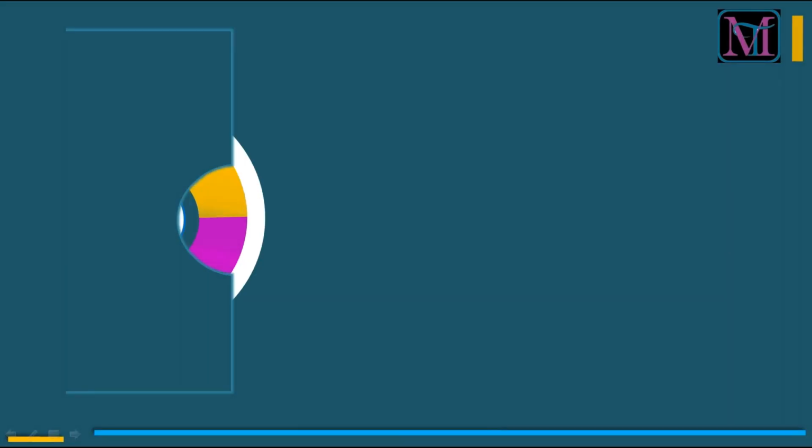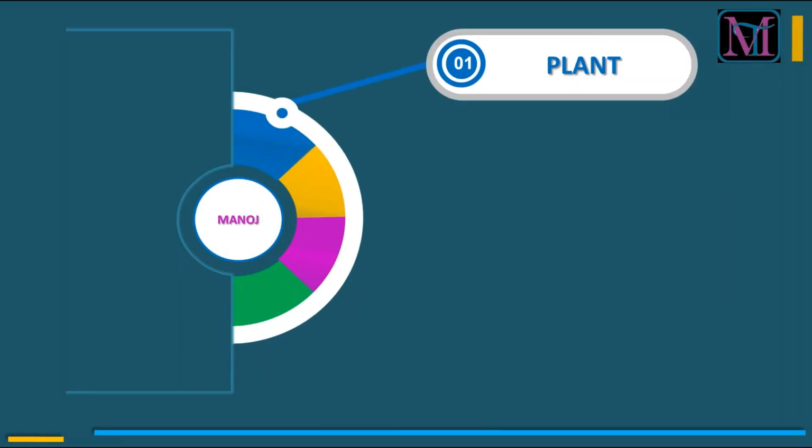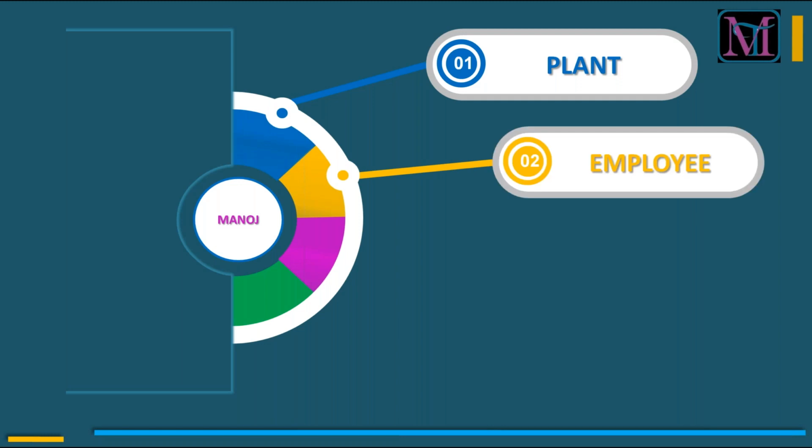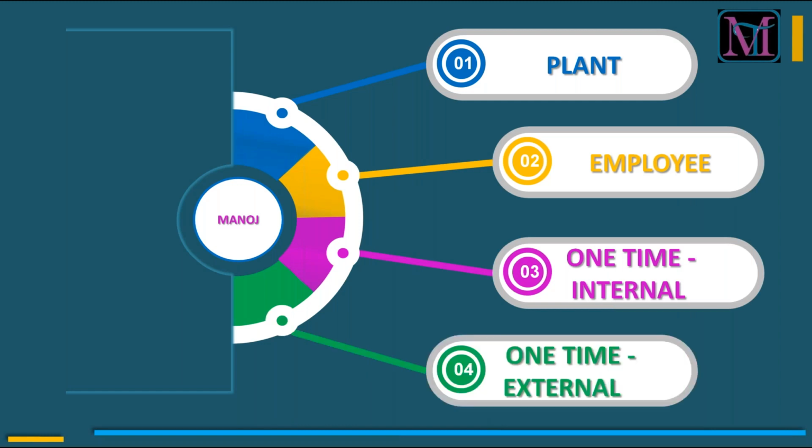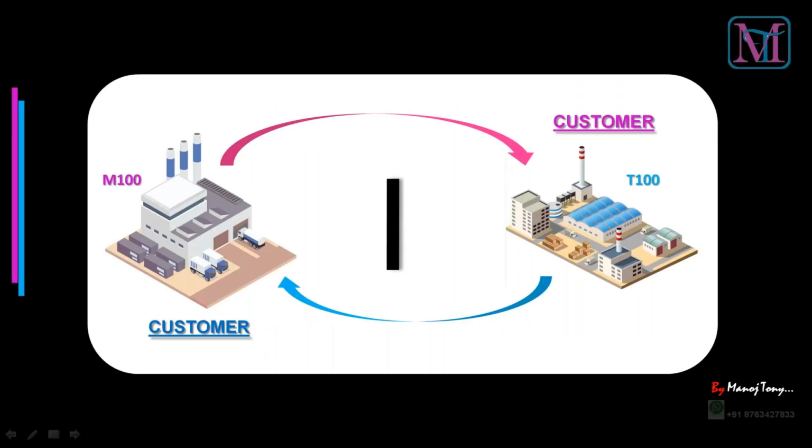Apart from this, we have plant as a customer. So for plant, we have a different account group. Employee as a customer, a different account group. One time customer internal number ranges assignment, one time customer external number ranges assignment. For our project we have 12 account groups. Now I would like to brief you about when a plant will be a customer, when an employee will be a customer, and what is a one time customer.